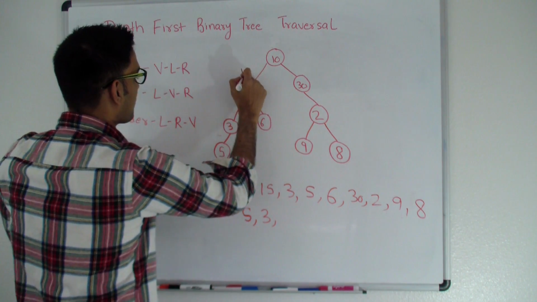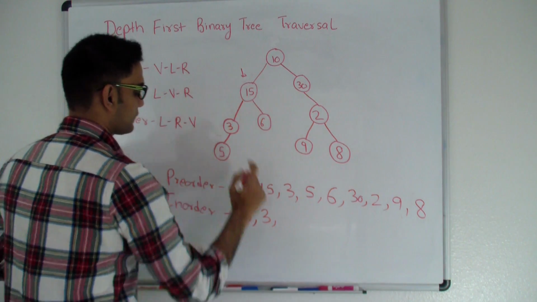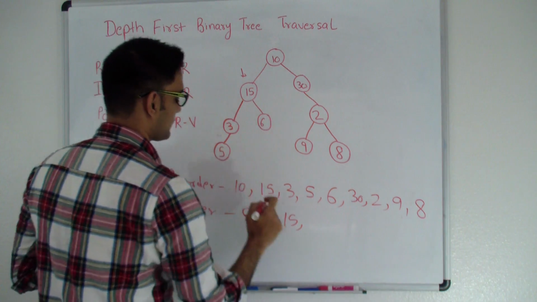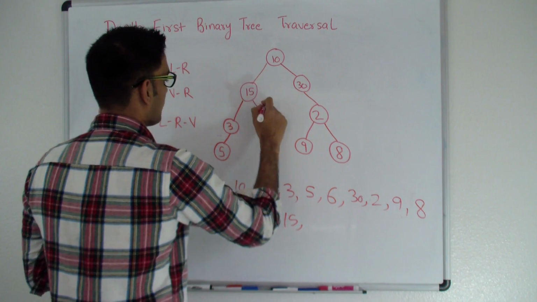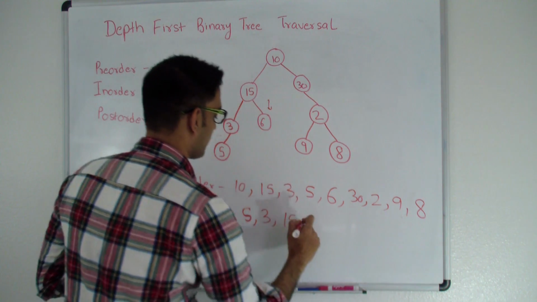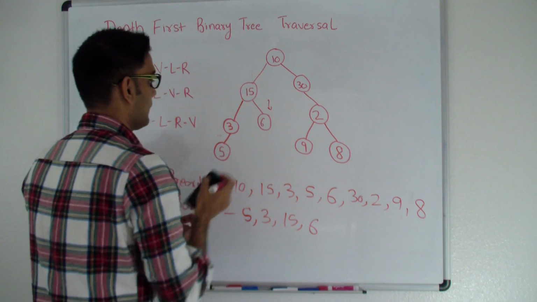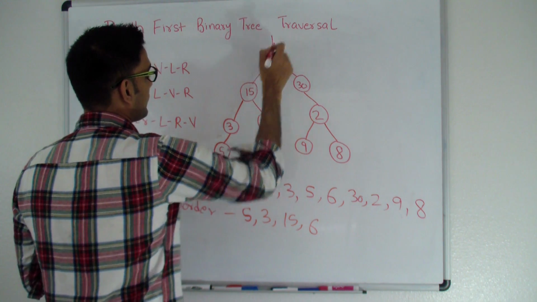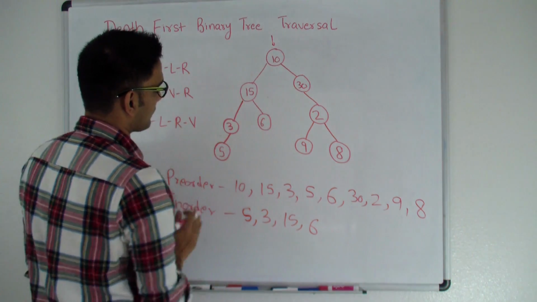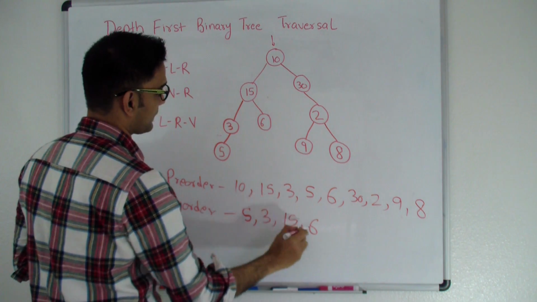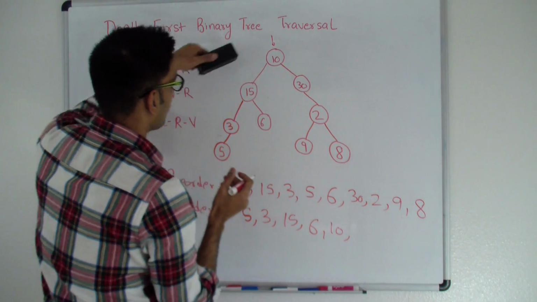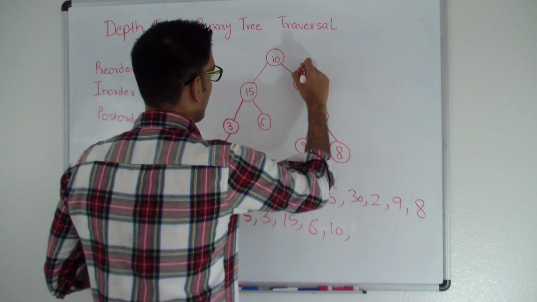Now for 15, everything on its left is printed, so I print 15, and then I go to its right and do the same. For 6, there is no left and right, so I print 6. And then I go back to 15 and now I'm at 10. Now for 10, everything on its left side is printed: 5, 3, 15, 6. So then I print 10 and then go to its right and repeat the same process.